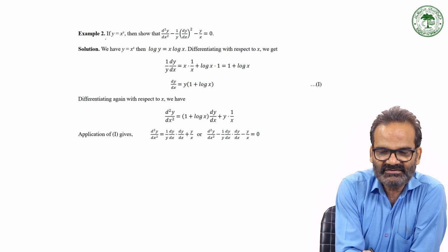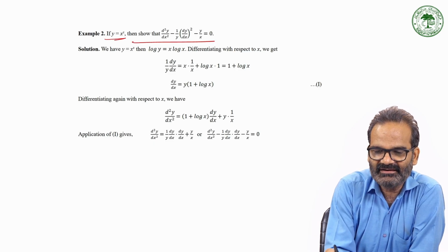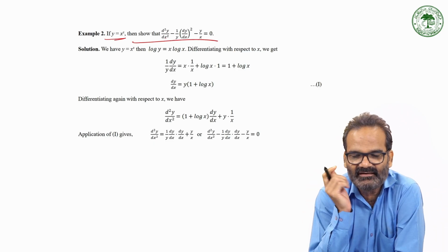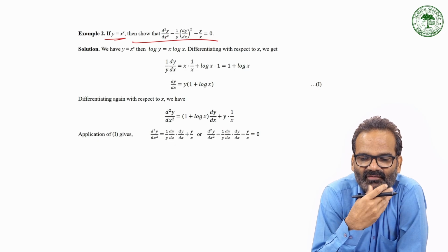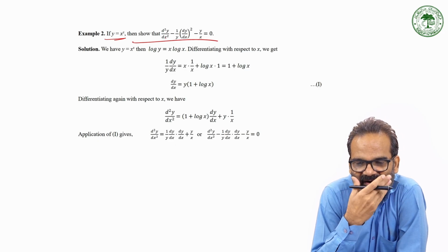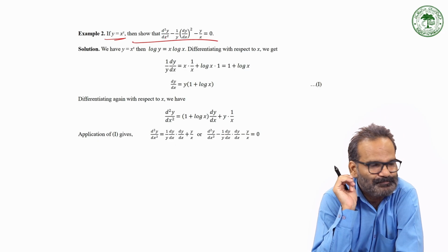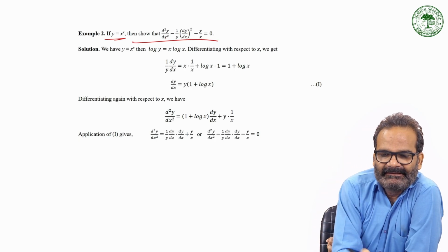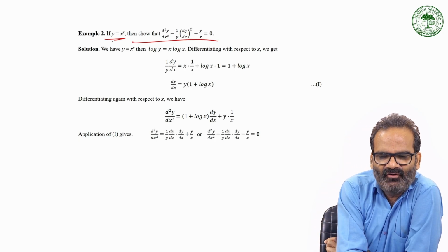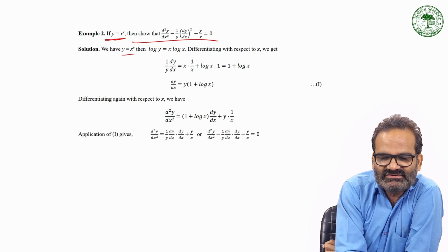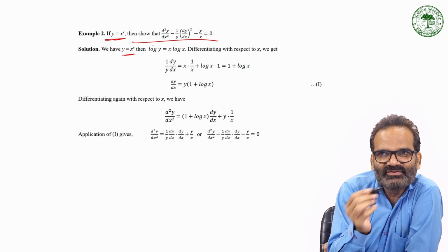If y is equal to x power x, then show that d2y over dx2 minus (1 upon y dy over dx) whole square minus y upon x is equal to 0, right? See, we will use the same technique. We have already calculated the derivative of x power x. We have y equals x power x, and we take log on both sides.